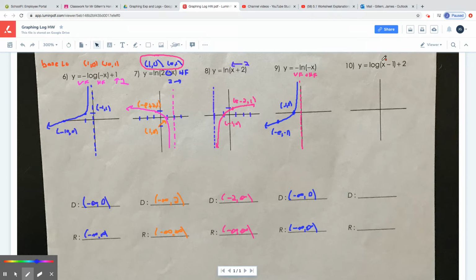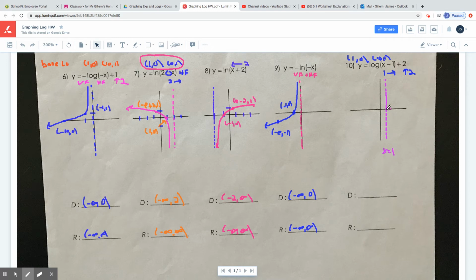All right, last one, base 10 again. So this is, why is it base 10? Because there's nothing there. So it's just like number 6, 1 comma 0, 10 comma 1. There's no negatives in front or negatives in x, so we're moving, set this equals 0, we're moving 1 to the right, and we're moving 2 up. Okay. So since I'm moving 1 to the right, all right, we have x equals 1, we have a vertical asymptote.